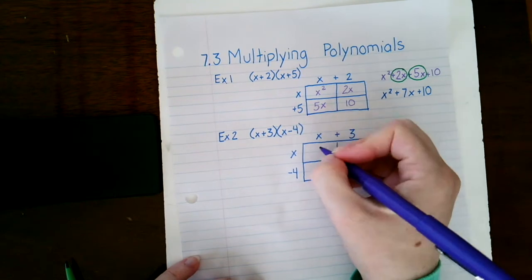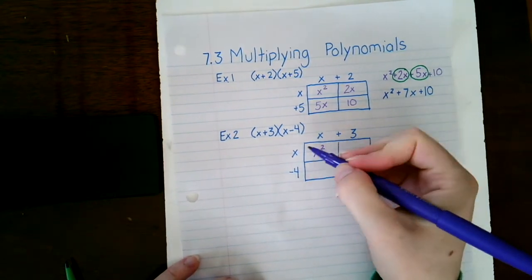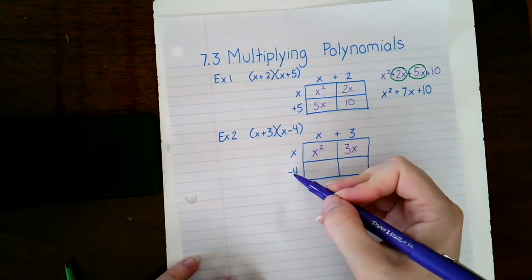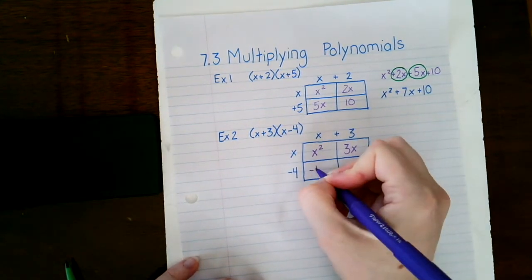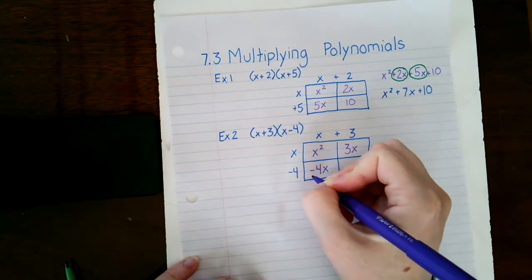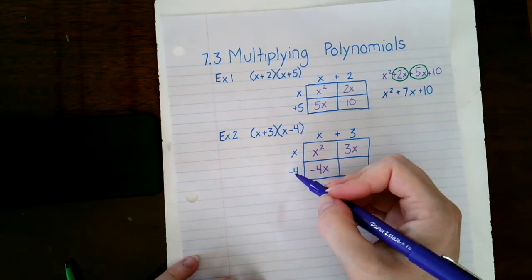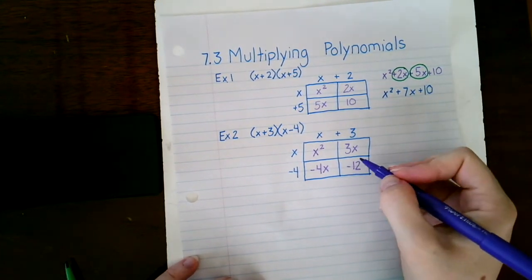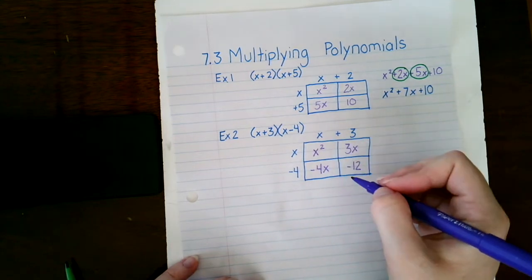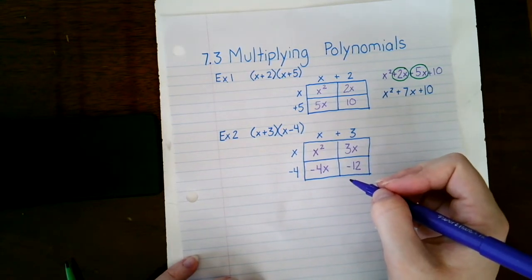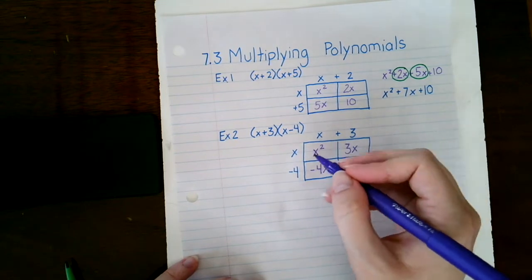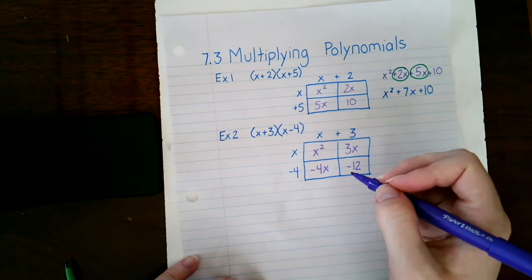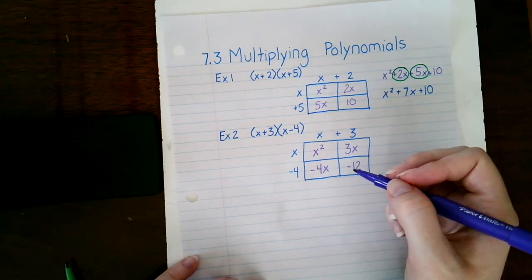So x times x is an x squared. X times 3 is 3x. Negative 4 times x is a negative 4x. Make sure that you're writing your signs. Negative 4 times 3 is a negative 12. So again, this is just helping me stay organized to make sure that I'm multiplying all the pieces together. This part right here is kind of like your training wheels, and you won't need to do this forever, but it does help you stay organized and help you get the right answer.